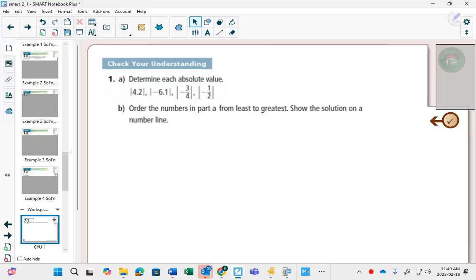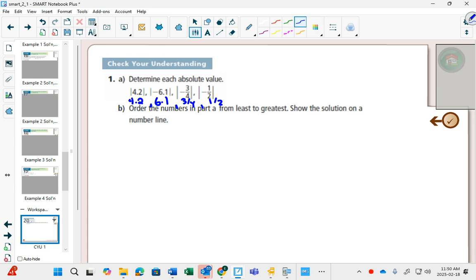This is not a hard question at all, if you know the shortcut, right? Absolute values make numbers positive, right? And 4.2 would be 4.2. Really, what is that asking? How far away is 4.2 away from 0? It's 4.2 units away. How far away is minus 6.1 away from 0? It's 6.1 units away. This is just 3/4. This is just 1/2.